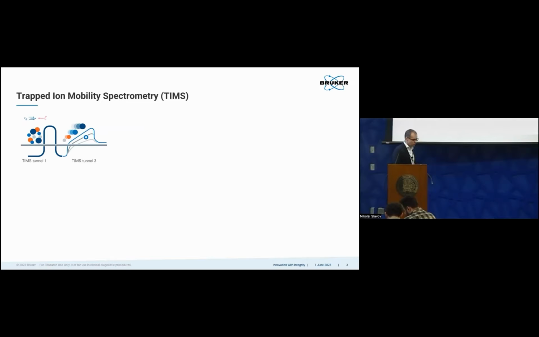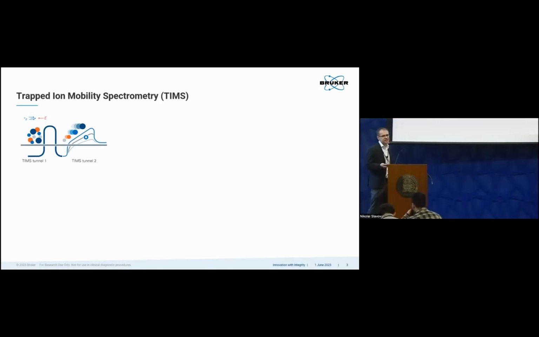Okay, so going back to the beginning then. Probably a lot of you have seen this diagram before, but what is going on? What's happening with trapped ion mobility? So obviously, I should back up one step further.